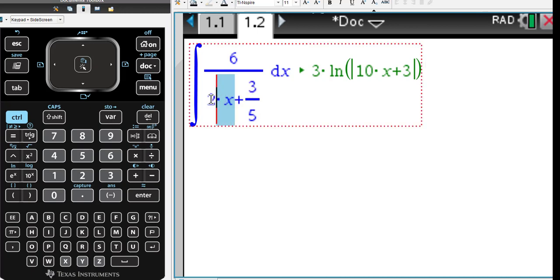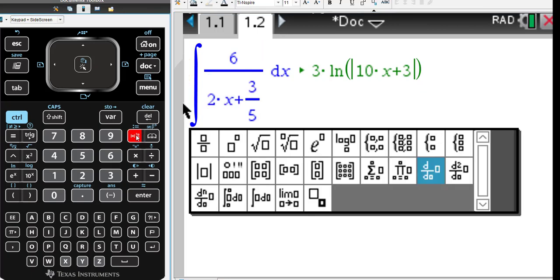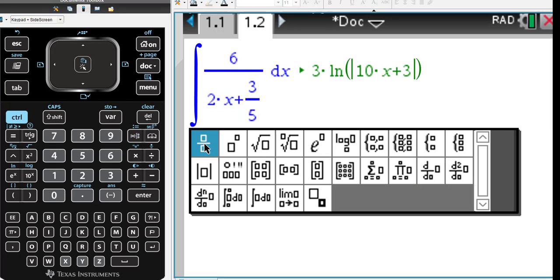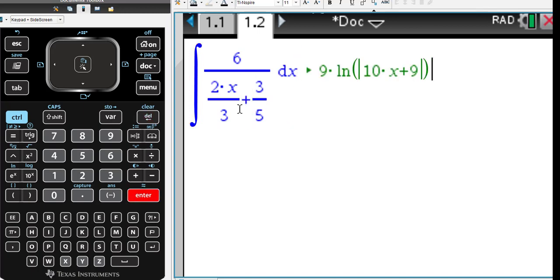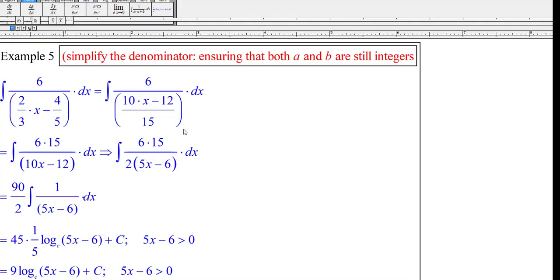So let's go and change that to 2x over 3, and that should give us 9 log of 10x plus 9. So that's a minus plus there, and so 9 log 10x plus 9.